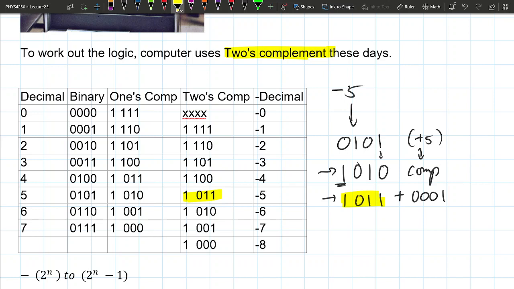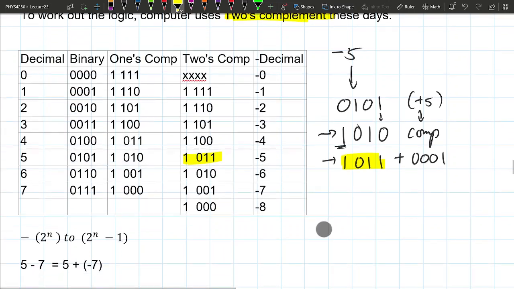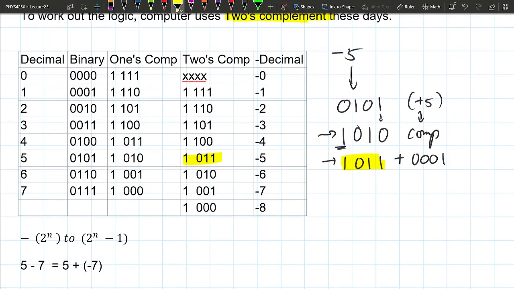Notice now we can actually represent more numbers, well, more negative numbers. And those of you who deal a lot with computing might notice this.